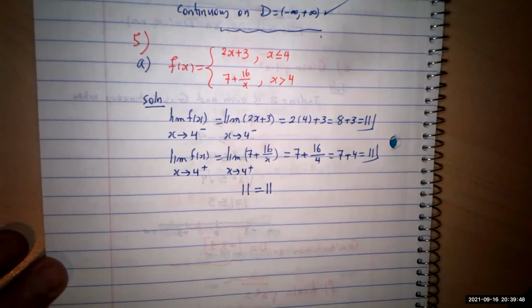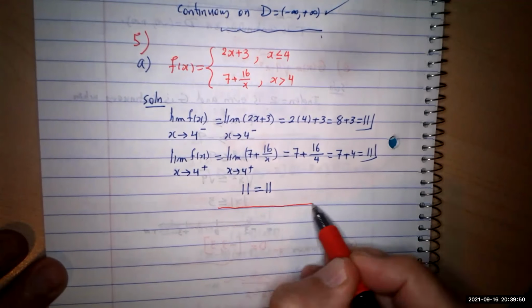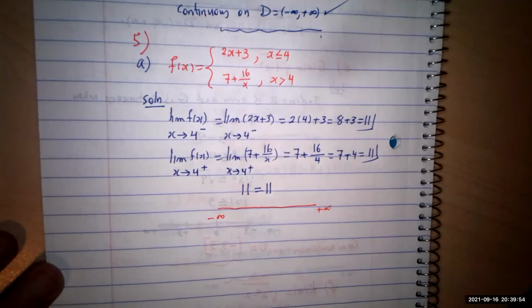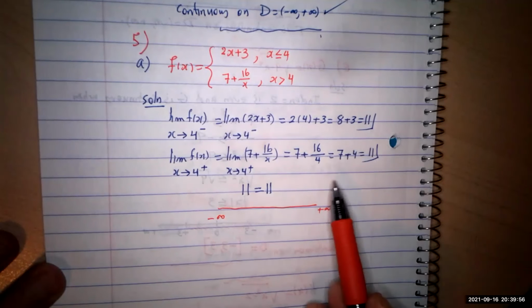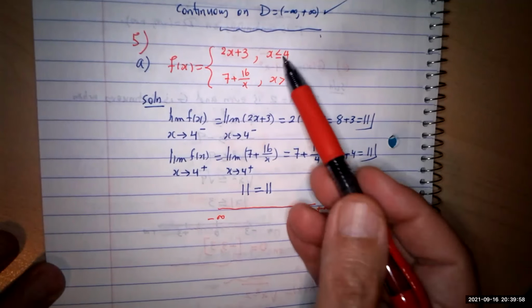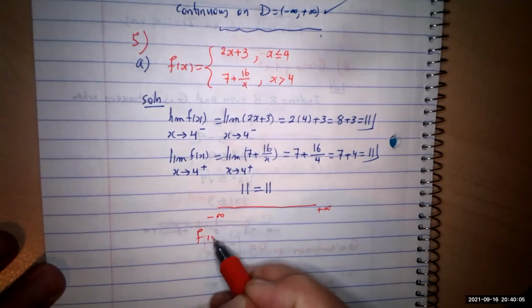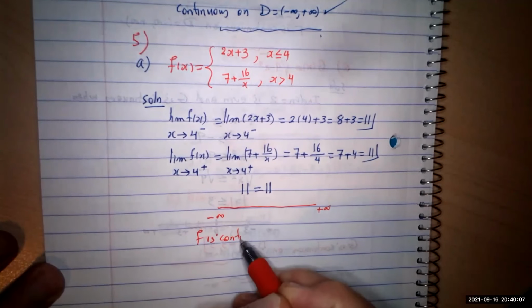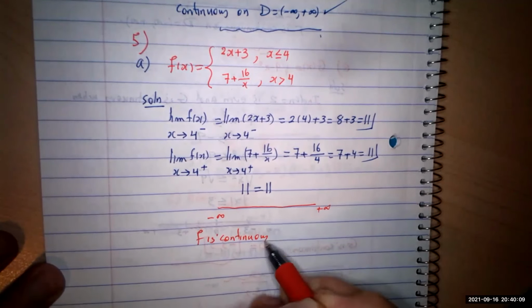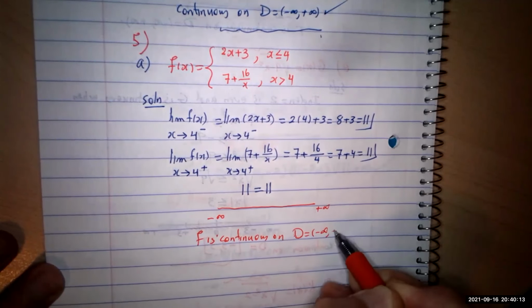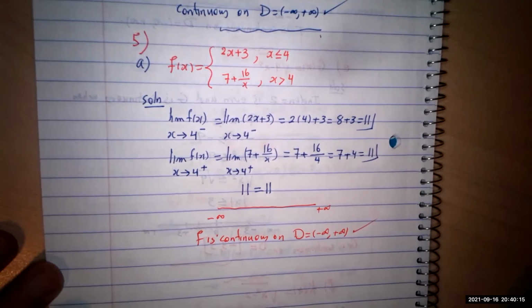So this means the function is continuous everywhere. If these two numbers were different, you would remove the 4, the partition point. But in this case, they are the same, so you claim that f is continuous everywhere, continuous on the domain negative infinity to positive infinity.